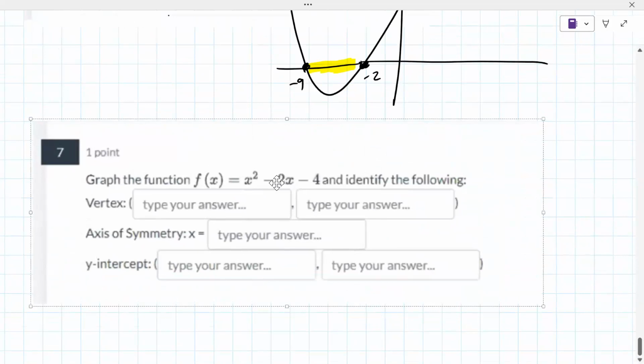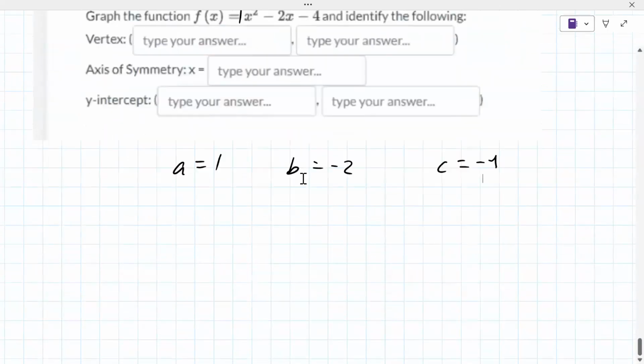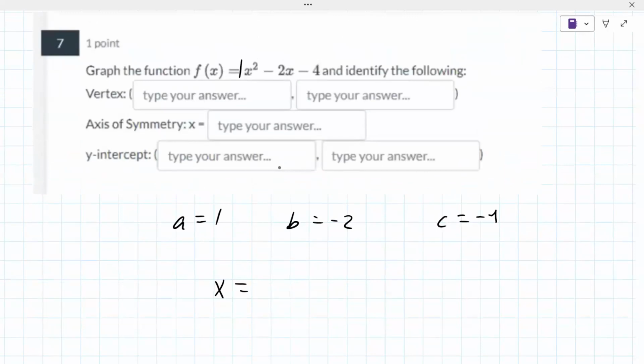All right, so the A, B, and C here again. So A equals 1, B equals -2, C equals -4. The x coordinate of the vertex is minus B over 2A, which ends up being 2 over 2 times 1. Oh wait, I think I can solve this one.